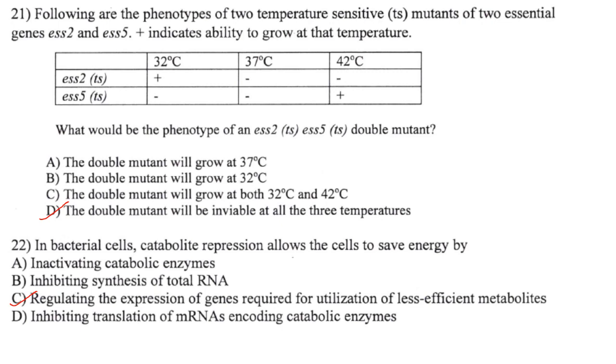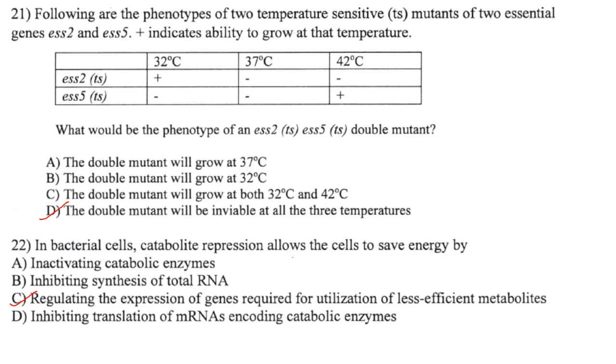The next one. Following are the phenotypes of two temperature sensitive mutants of two essential genes ESS2 and ESS5. Plus indicates ability to grow at that temperature. What would be the phenotype of an ESS2 ESS5 double mutant? The double mutant will be inviable at all these three temperatures. It will not grow. Answer is option D.